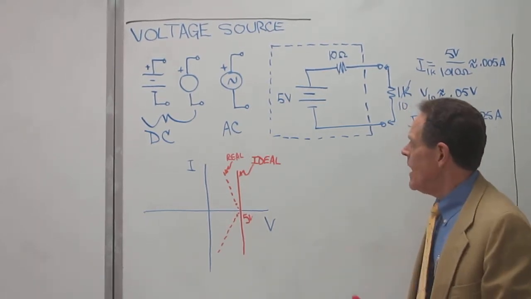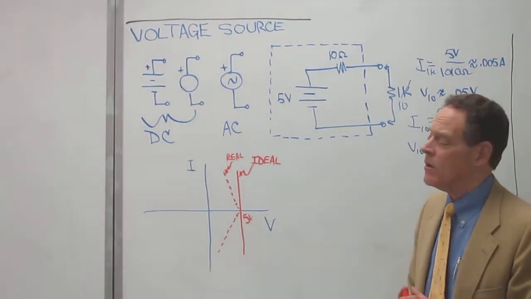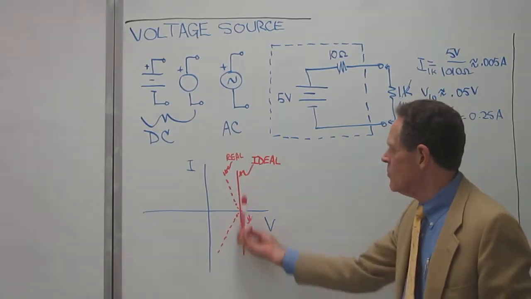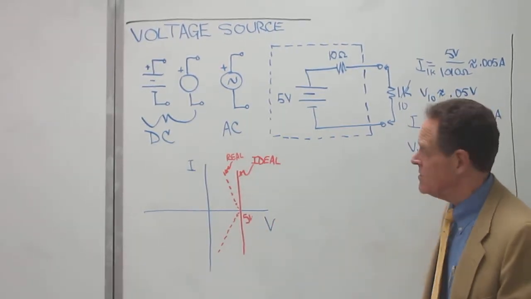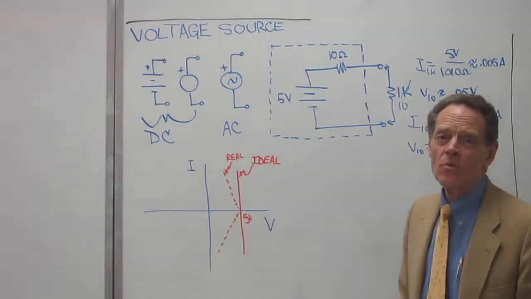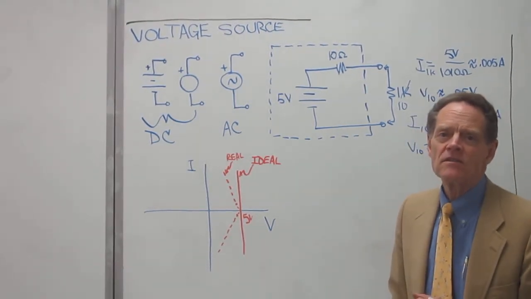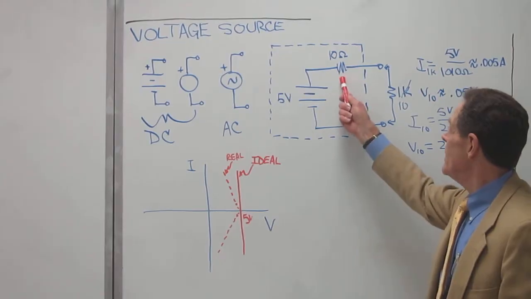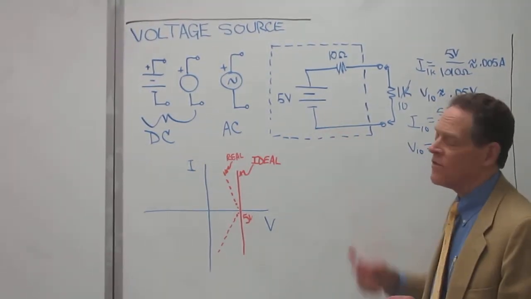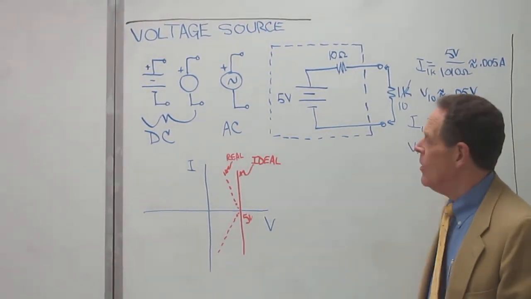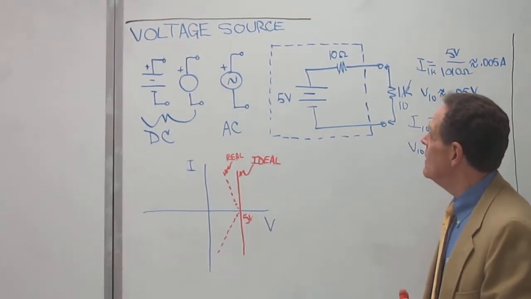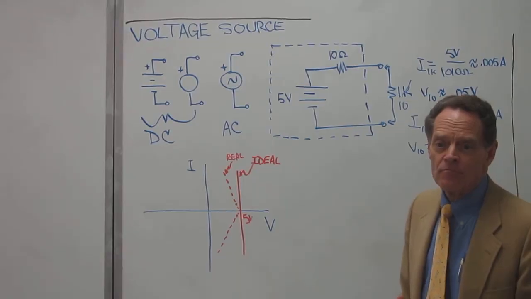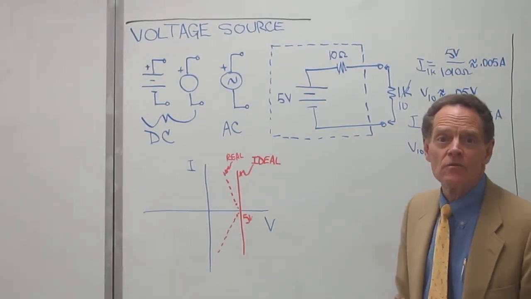So in our class, in our world, basically we're going to be dealing with ideal battery sources or voltage sources. And if we want to represent a non-ideal voltage source, then we will put a resistor in series with the battery. And so that is basically the end of the voltage source video, and thank you for watching.